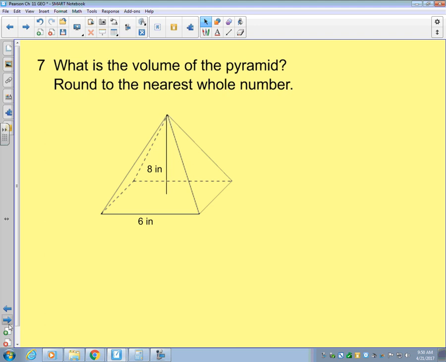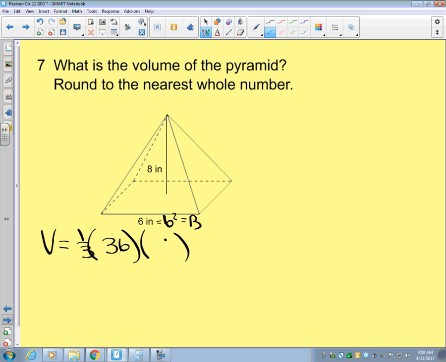All right, one more time. This is a bonus. This is just for fun. 1/3 area of the base, which is 6 squared, times the height, which is 8. 1/3 of 36 is 12. And then 12 times 8 is 96. That's bonus. This one's free. It's not even on your paper. So volume of a pyramid, super simple. Area of the base times the height, and then cut it down into 1/3.